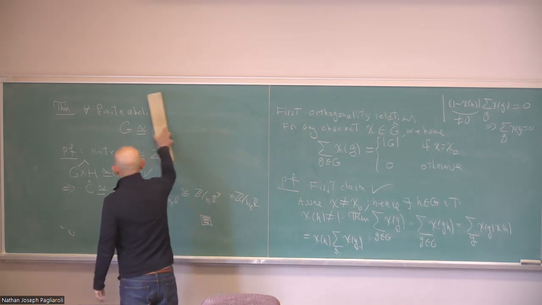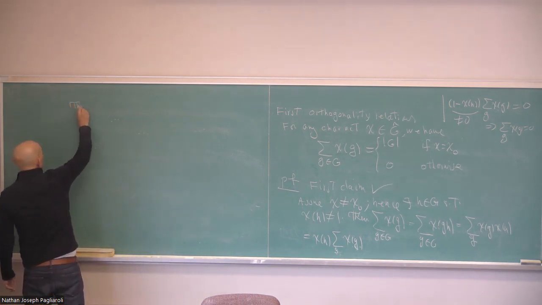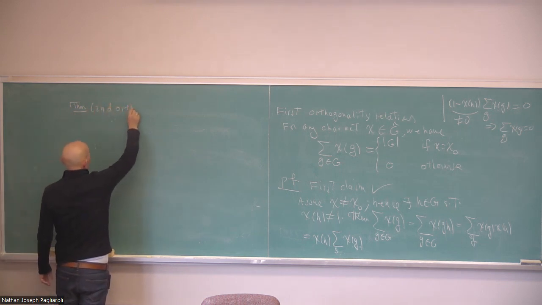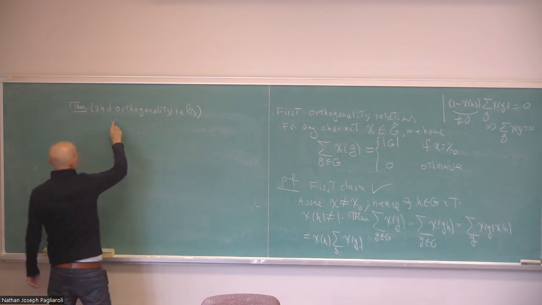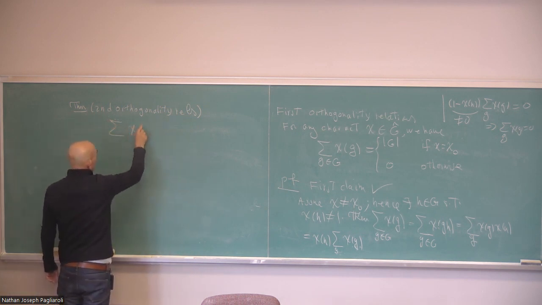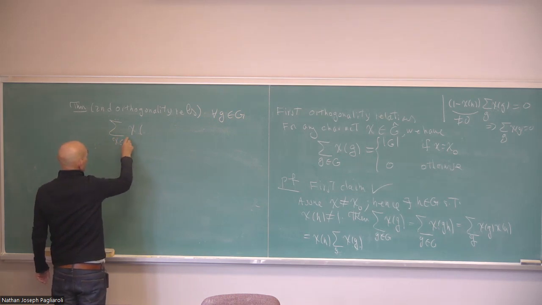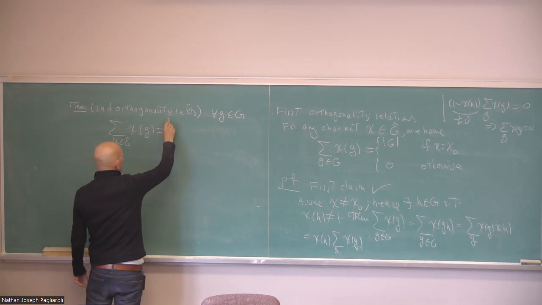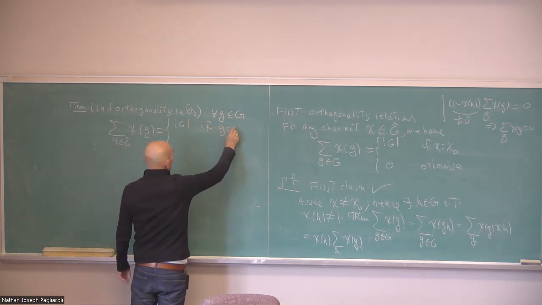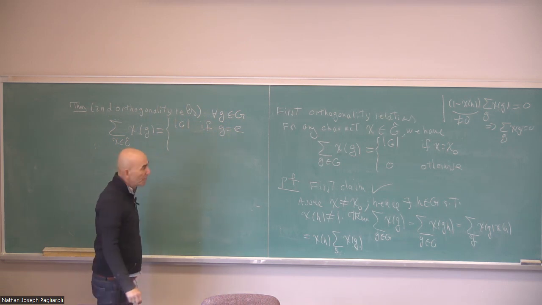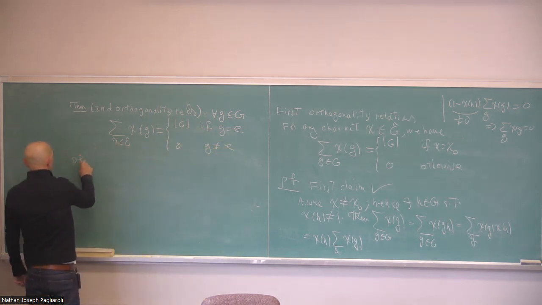Okay, so let me write the second orthogonality relation. It says that for any g belonging to G, the sum over all characters phi belonging to G hat of phi of g is equal to the order of G if g is equal to e, the identity of the group, and is equal to 0 if g is different from e.